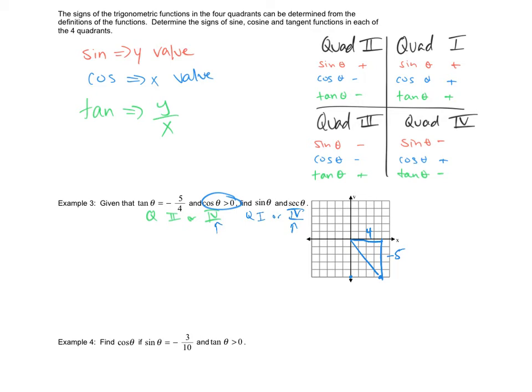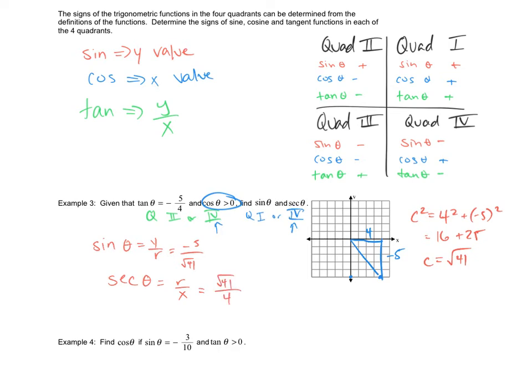So we know that c squared equals 4 squared plus negative 5 quantity squared. So that is 16 plus 25. So c equals the square root of 41, which isn't a nice round number, so we'll leave it like that. So our sine of theta equals y over r. So that is negative 5 over the square root of 41. And our secant of theta equals r over x. So that equals the square root of 41 over 4.